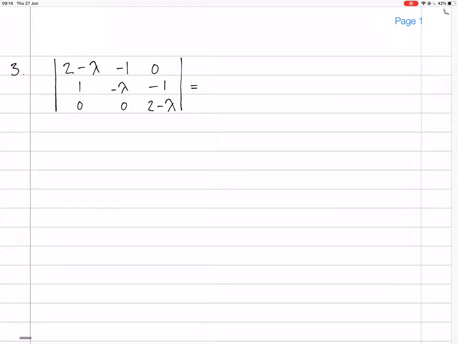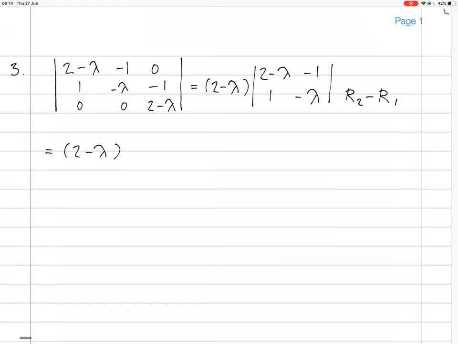We can certainly start by pulling the 2 minus lambda out from that bottom row, because then what remains is just the determinant of the minor of that entry. Then we could... If we subtracted row 1 from row 2, what would we get? There's the 2 minus lambda that's pulled out, and then 1 minus 2 is minus 1 plus lambda. That's 2 minus lambda, and then minus 1, and then minus lambda minus minus 1, so plus 1.